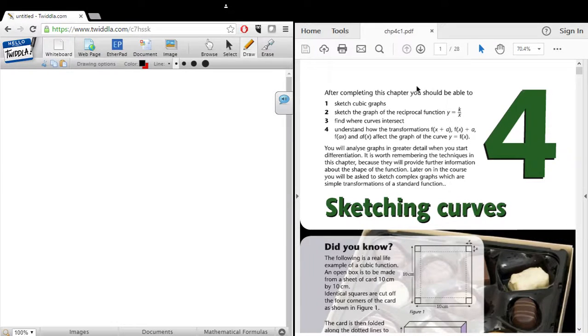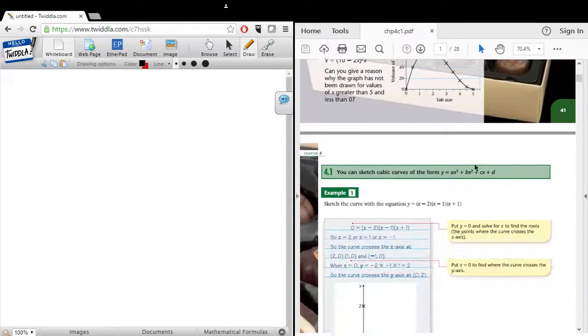Chapter 4 starts with: after completing this chapter, you should be able to sketch cubic graphs, sketch the graph of the reciprocal functions y equals k over x, find where the curve intersects, and understand how the transformations affect the curve. So let's get straight into it.